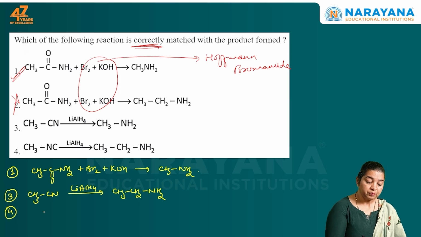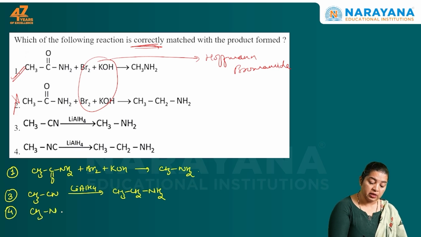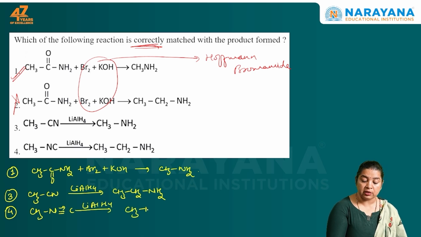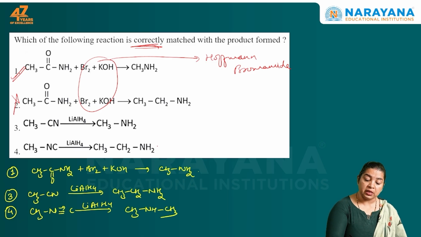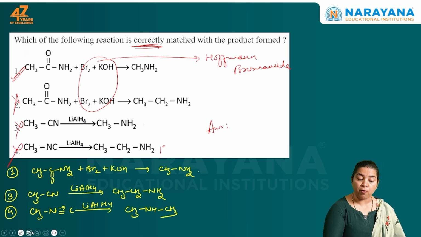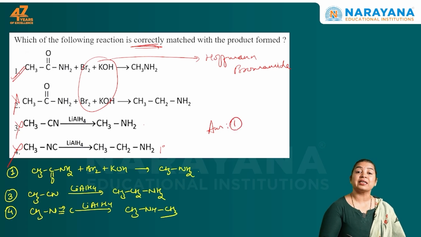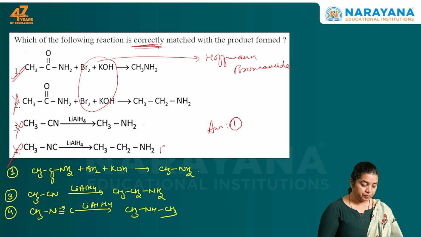Fourth, CH3NC is reduced by LiAlH4. Then the answer is CH3NHCH3. The answer should have been a 2-degree amine, whereas here it is a primary amine. Here carbon count is not matching. So, anyhow 2, 3 and 4 are wrong answers. Correct answer is the first option.